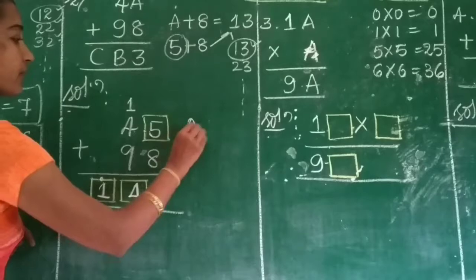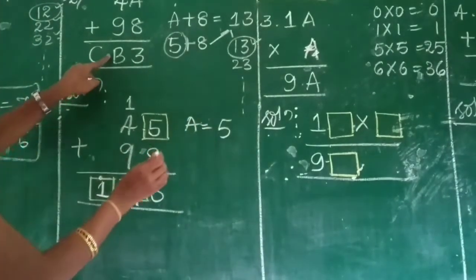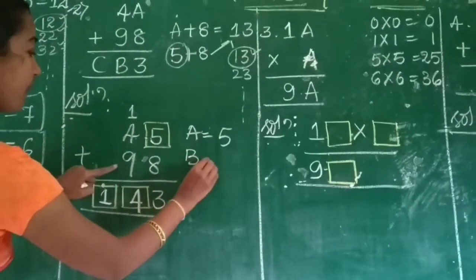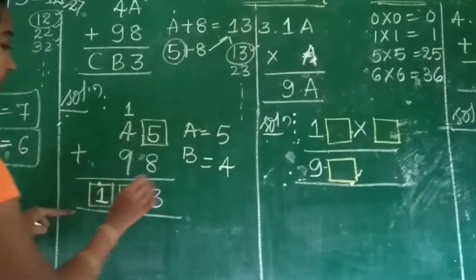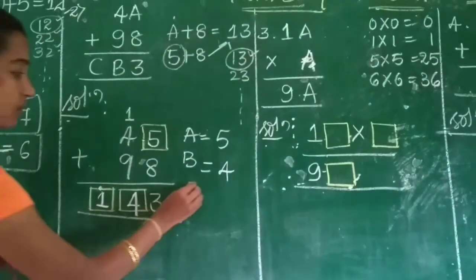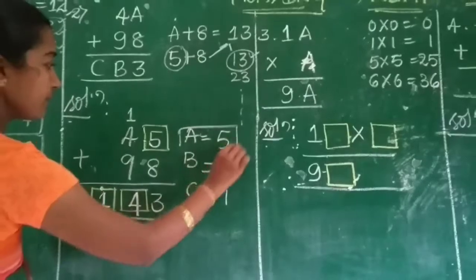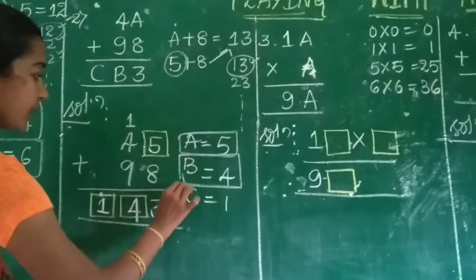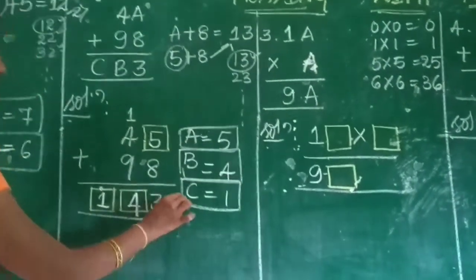Now the value of A is 5. The value of B is how much? 4. Next the value of C is 1. A is 5, B is 4 and C is 1.